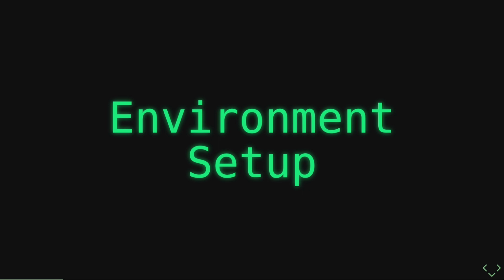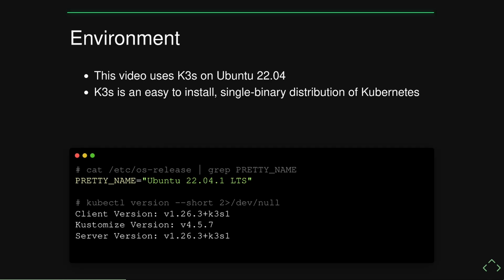First, a little bit of information about my environment in case you want to follow along in your own lab. I'm using K3s, single binary Kubernetes, on Ubuntu 22.04. K3s is very easy to install. I'd encourage you to check out the project if you want a quick Kubernetes cluster to experiment with, and it's also an excellent production grade cluster for many scenarios and use cases. So today I'll be using version 1.26.3 running on Ubuntu 22.04. You're welcome to use whatever Kubernetes distribution you'd like.